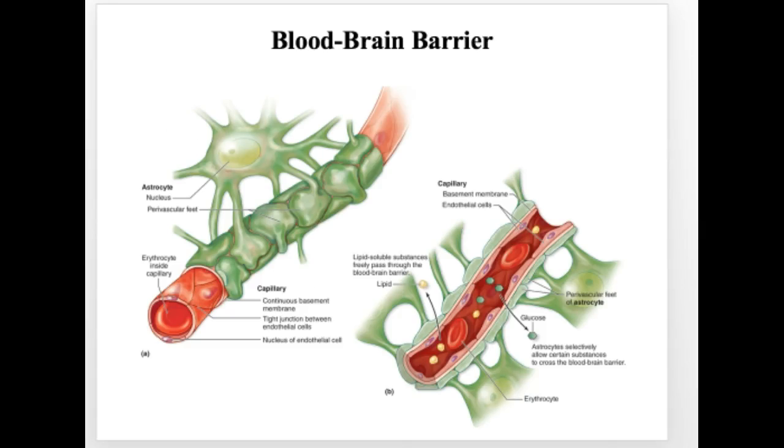As mentioned previously, an important supportive cell in forming the blood-brain barrier is the astrocyte, which is pictured here with the perivascular feet surrounding blood vessels, and again controlling very precisely what is able to enter and exit the bloodstream.